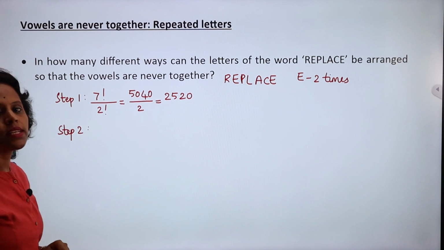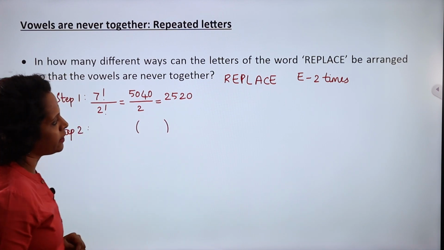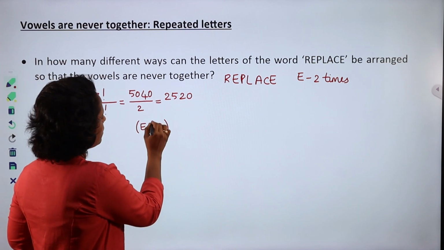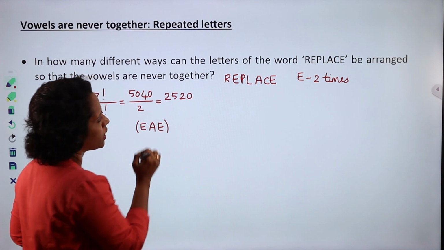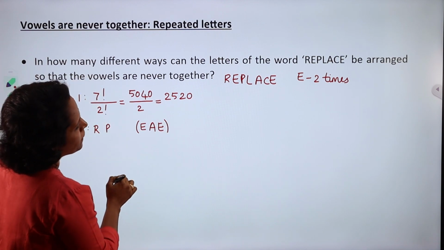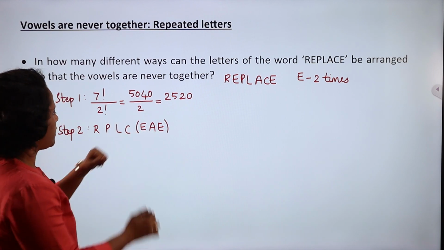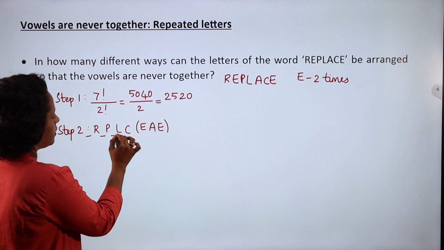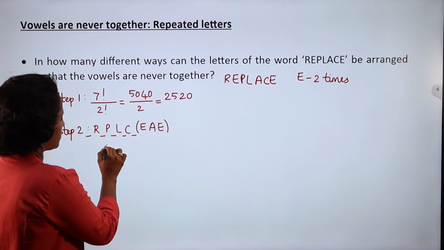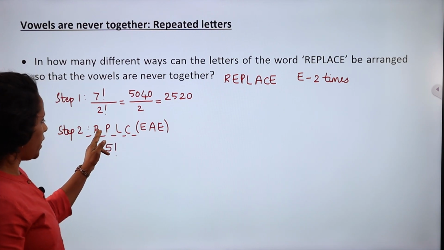The number of words in which the vowels are always together. Keep the vowels in the bracket. What are the vowels here? E, A, E. What are the remaining letters? R, P, L, C. Now this set can come here, here, here, here, here. 1, 2, 3, 4, 5. Any of the 5 places, right? So 5 factorial.